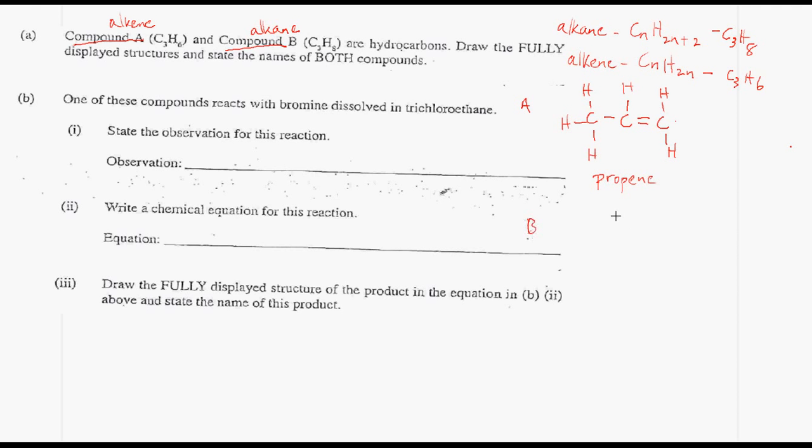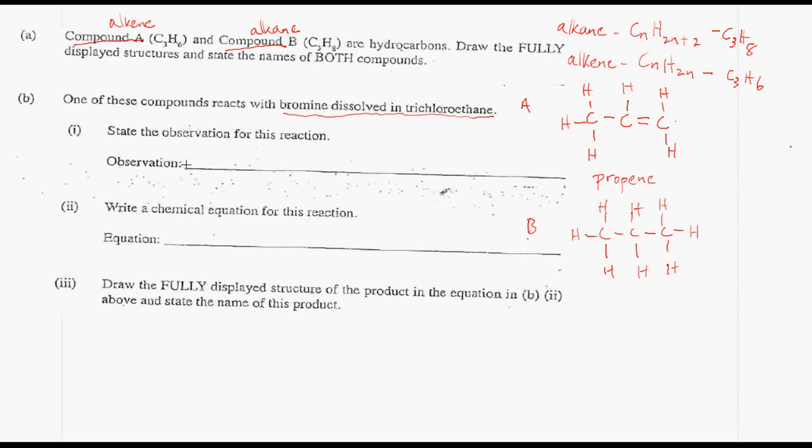And let's draw the structure for B. We said B is an alkane. It has 3 carbon atoms, so therefore this will be the displayed formula for B. Now the question says that one of these compounds reacts with bromine dissolved in trichloroethane. When you see this reagent, especially bromine, we are looking for a reaction with an alkene. So therefore A is the compound that is going to react in this case.